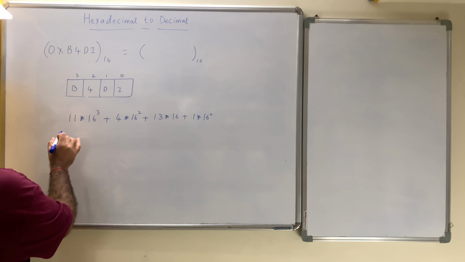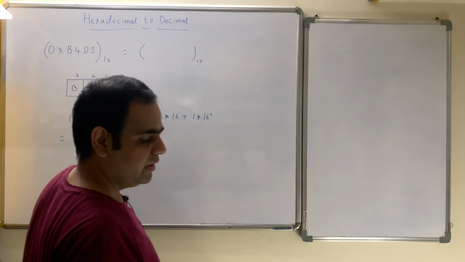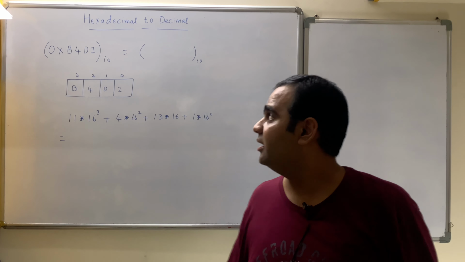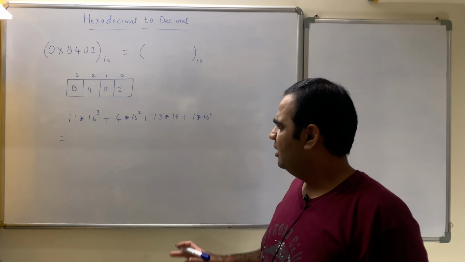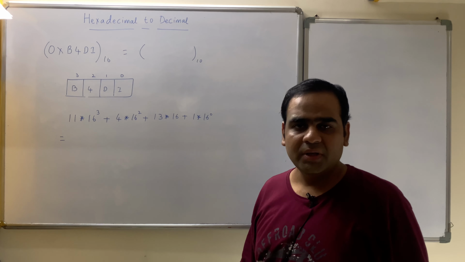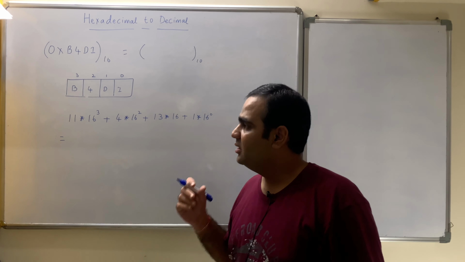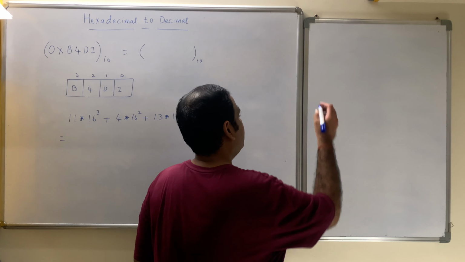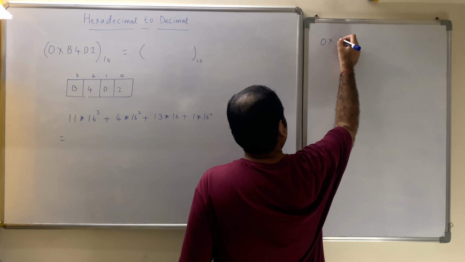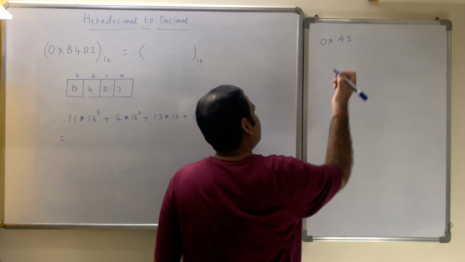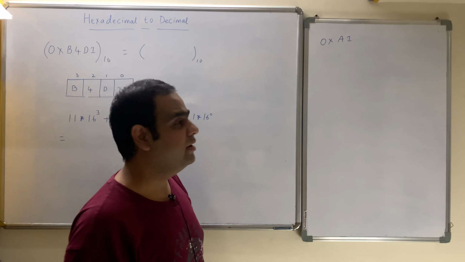You compute this answer. Whatever the number you get, that's the number in the decimal. I'll post this answer in the description section. Let's take one more example. Let's take 0x, say for example A1. Now let's see what is this answer in decimal.